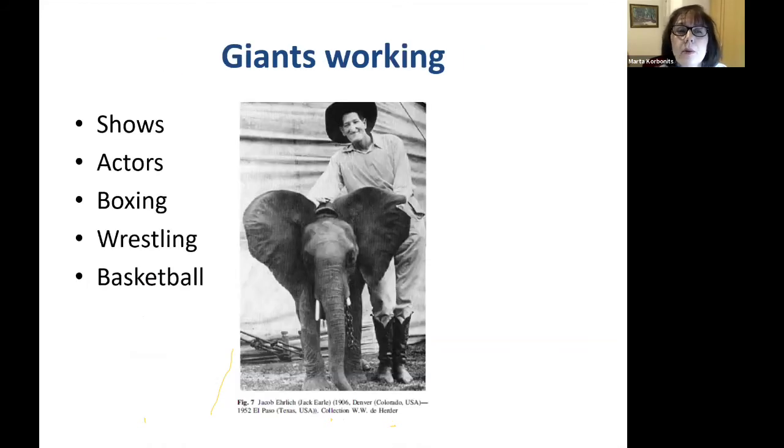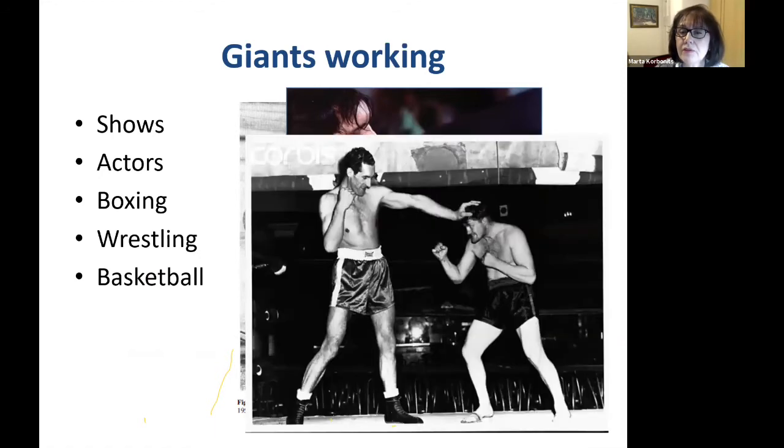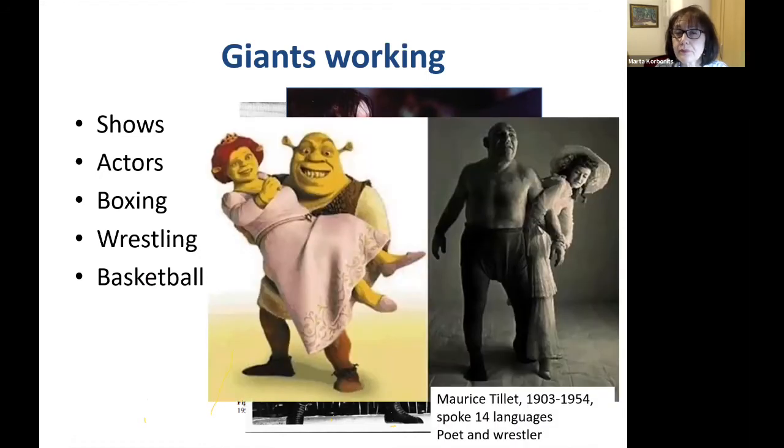When we're talking about giants, of course, they work in various jobs if they are not too ill or do not die at a very early age due to their disease. Here you see Jacob Ehrlich, who worked in a circus with large animals, or you see the actor in the 007 films, or another one was a professional boxer, and he actually was one of the Irish giants. And we have his grandson's and great-grandson's DNA. And of course, Shrek was based on a patient with acromegalic gigantism.